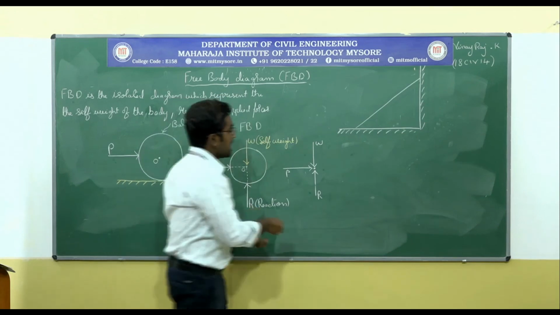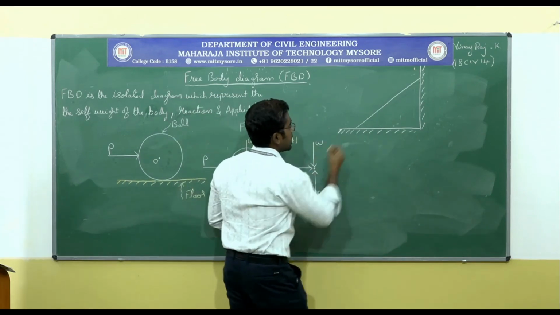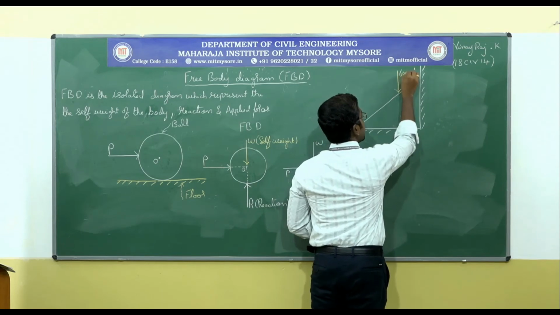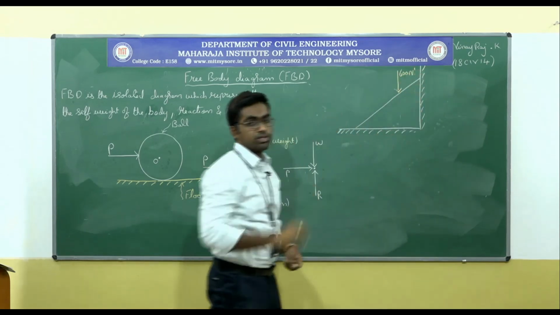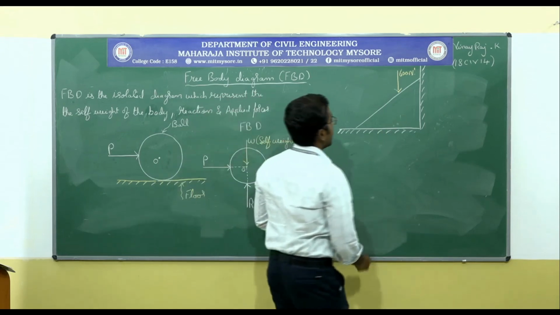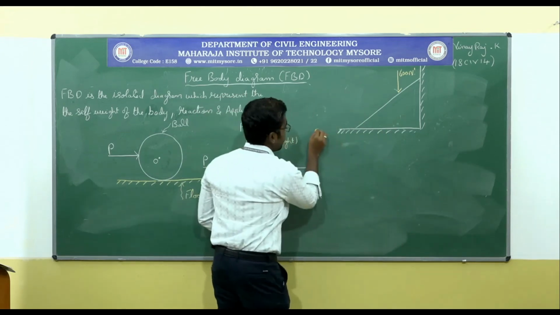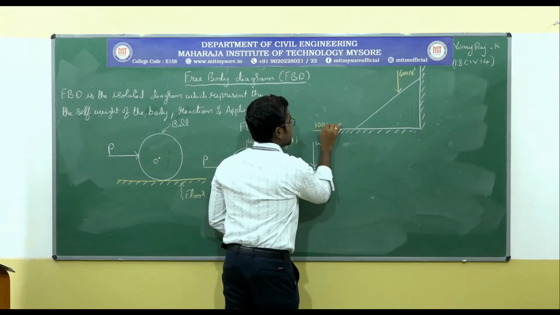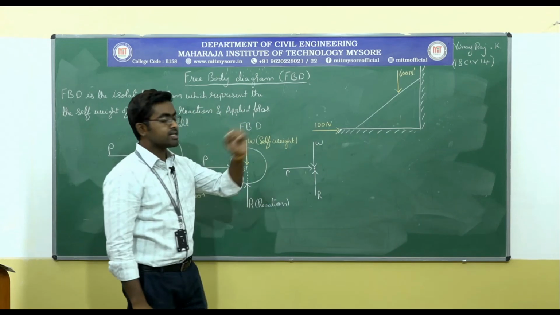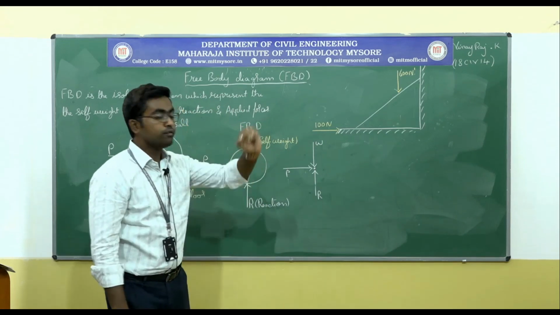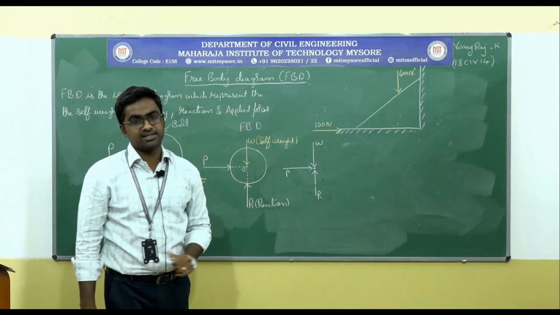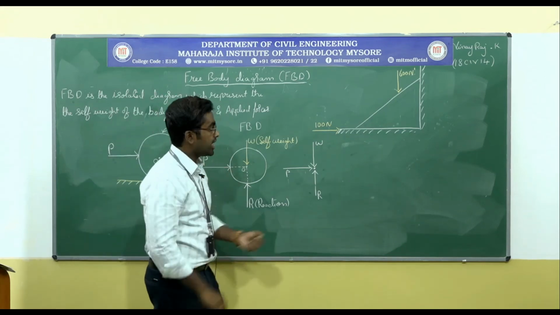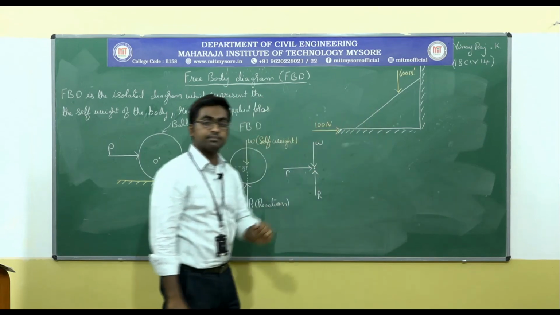Now let me apply a force here, that is 600 Newton is the external force, right? Now let me apply one more force here of 100 Newton. So 100 Newton and 600 Newton, these two forces are the applied forces, right? Now let us draw the free body diagram for this system, right?